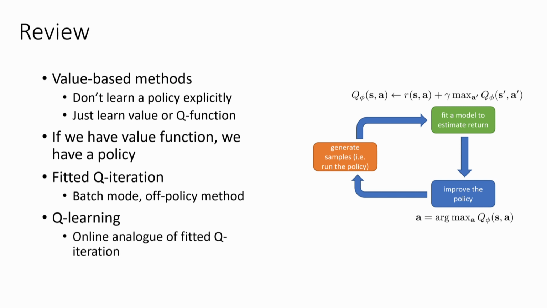So the Q-learning algorithm is basically the online analog to fitted Q iteration, which we saw as a special case when we set the number of transitions that we collect to 1, the number of gradient steps to 1, and the number of evaluation iterations to 1.